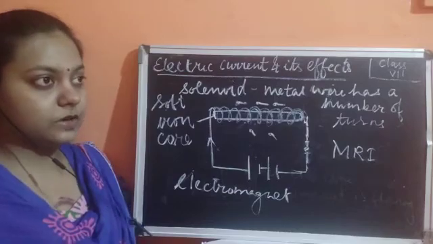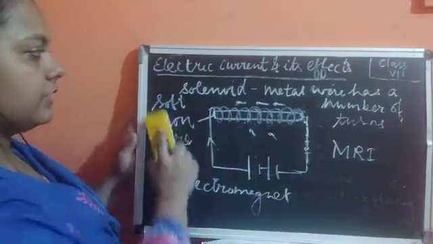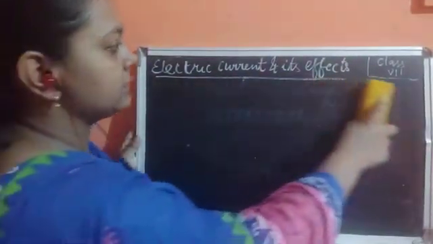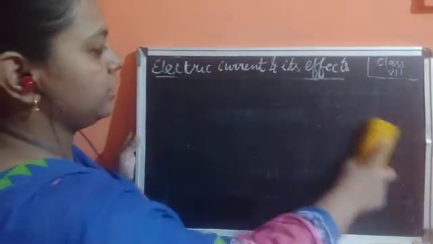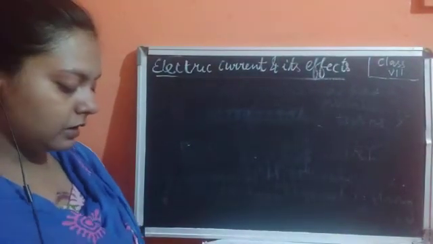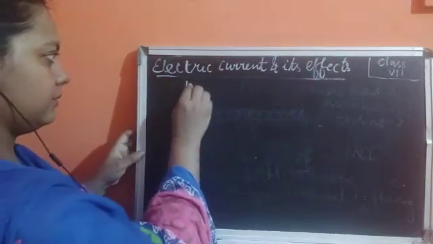Okay children, so this was about the uses of this electromagnet. Now one more use of this electromagnet, which is given in your NCERT books, is the use of this electromagnet in the electric bell.